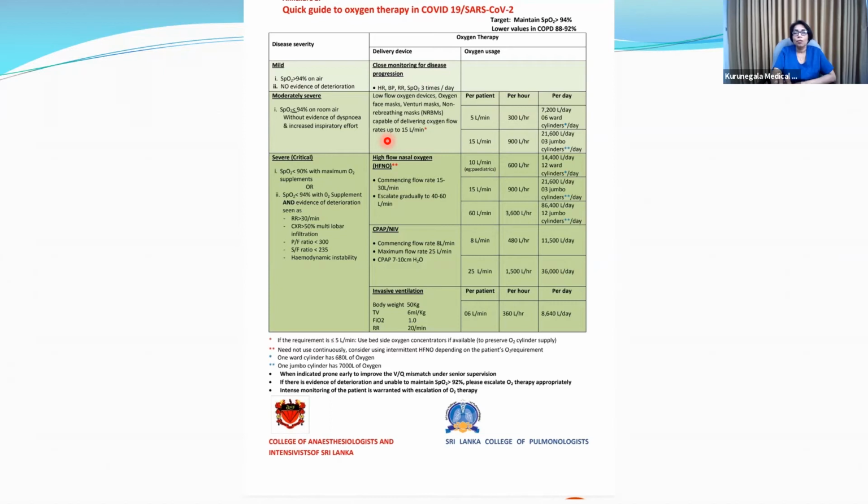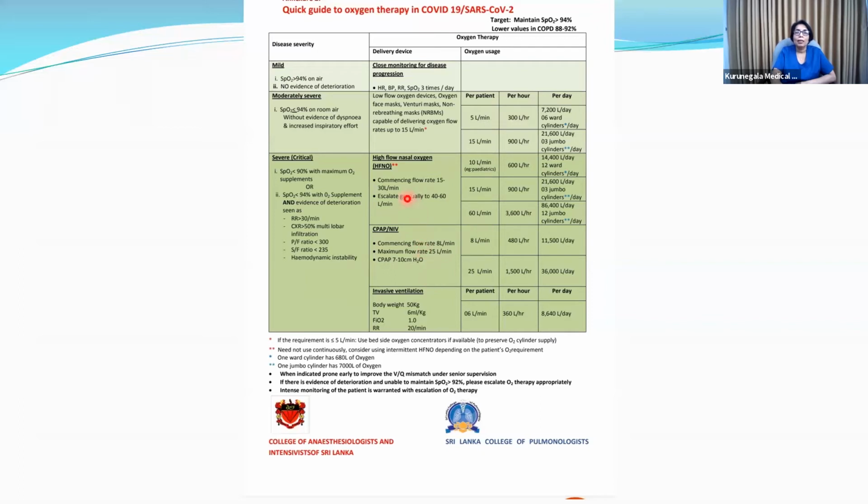Okay. Then severe cases. In severe cases, saturation of less than 90% with maximum oxygen supplement, or even though you maintain saturation around 94 with oxygen supplementation, there is evidence of deterioration. What are the evidence of deterioration? Respiratory rate more than 30, chest X-ray with multilobe involvement, PF ratio less than 300, SF ratio less than 235, and hemodynamic instability. Straight away go to high flow nasal oxygen. Or you can go for CPAP and non-invasive ventilation.